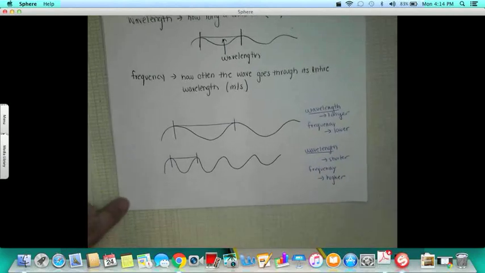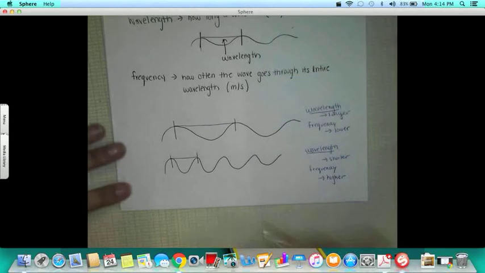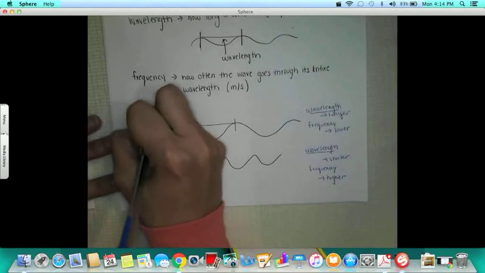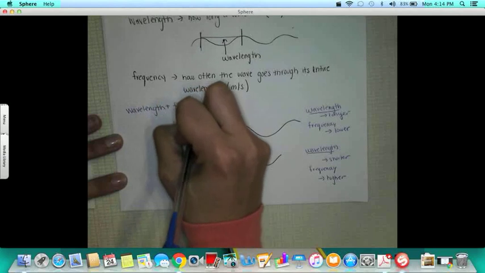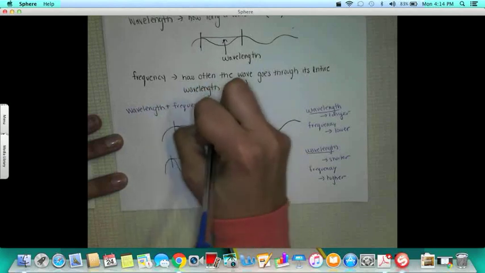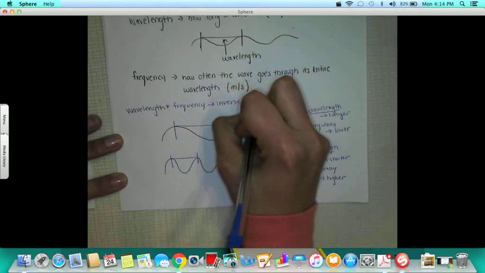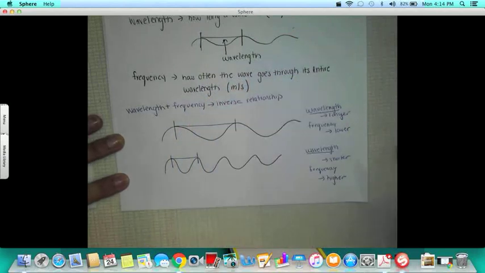So that means that, I'll write it over here. Oh, you can't see it over there. Wavelength and frequency have an inverse relationship, meaning that as one of them gets larger, the other one gets smaller.